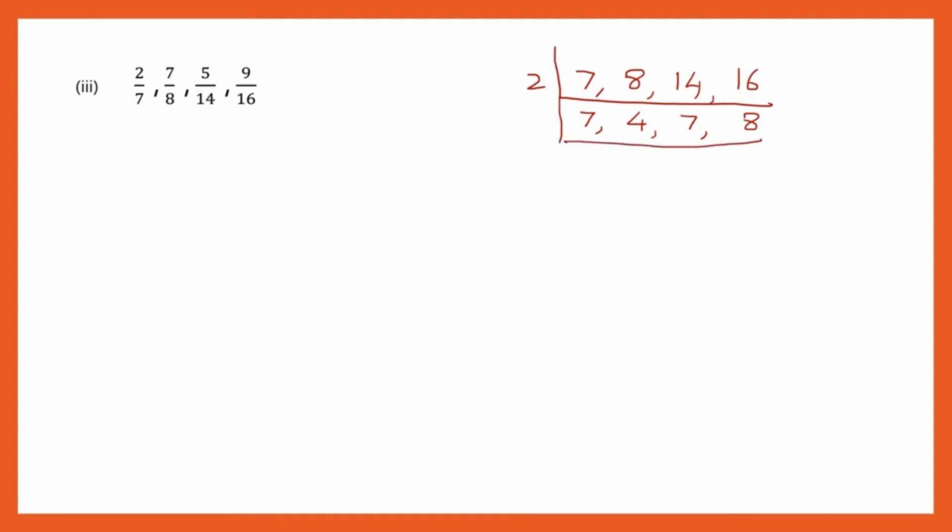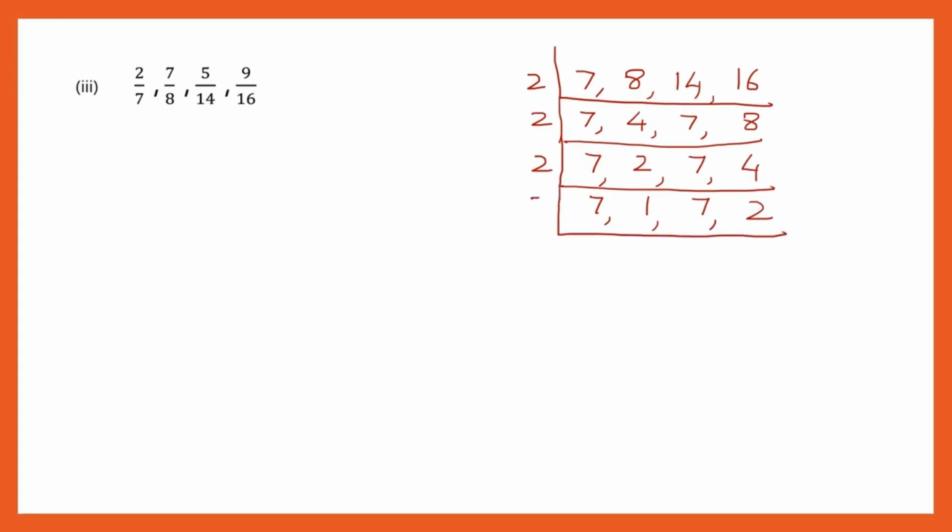I continue to divide by 2. 7 I bring it down. 2 2s are 4. I bring down 7. 2 4s are 8. I'll divide again by 2. 7. 2 1s are 2. 7. 2 2s are 4. I have a 1 2 left, so let me again divide by 2. 7, 1, 7. 2 1s are 2.